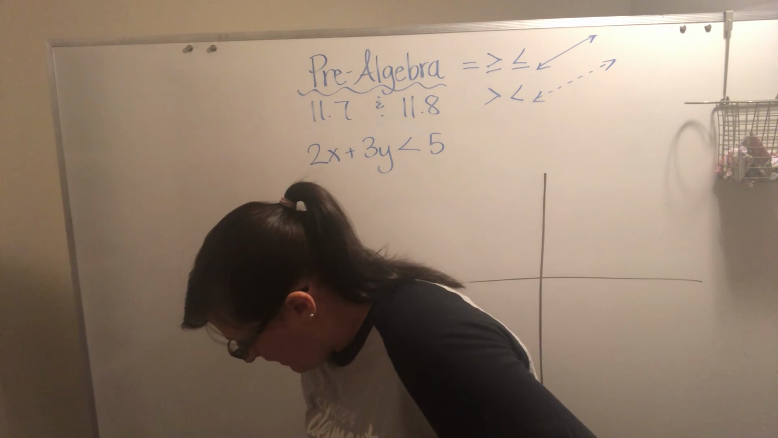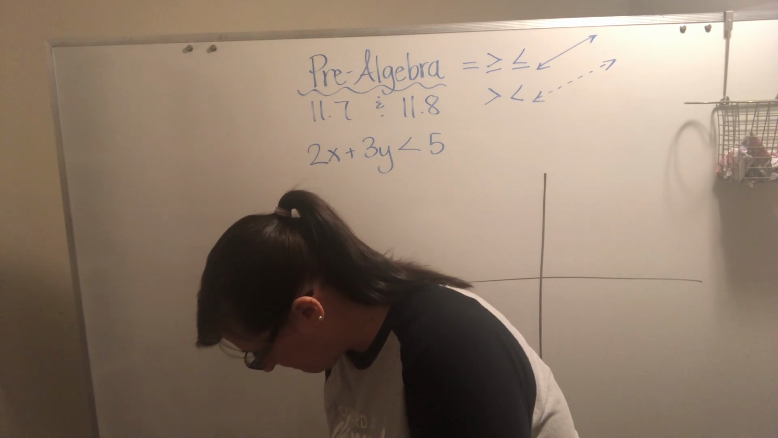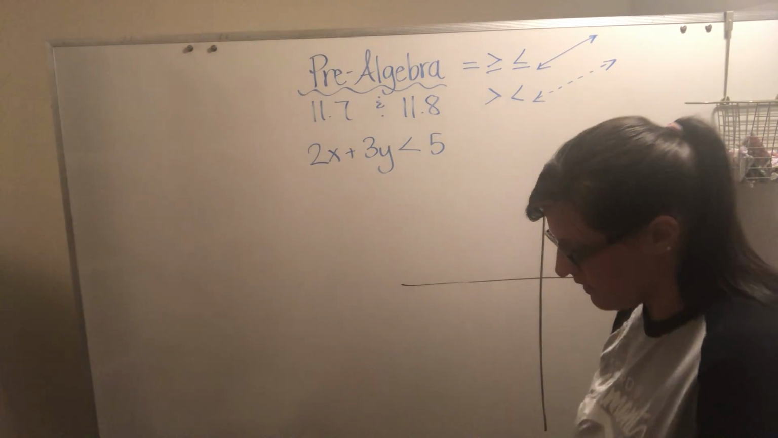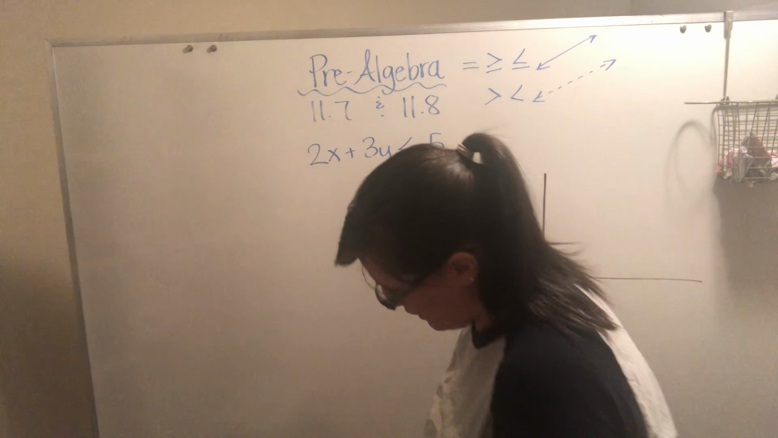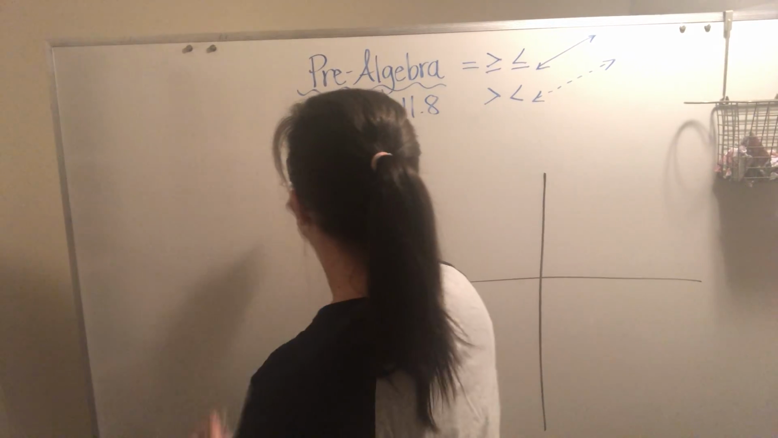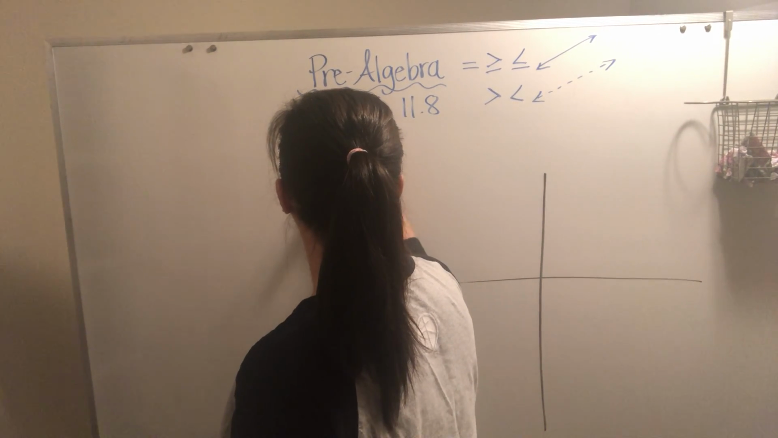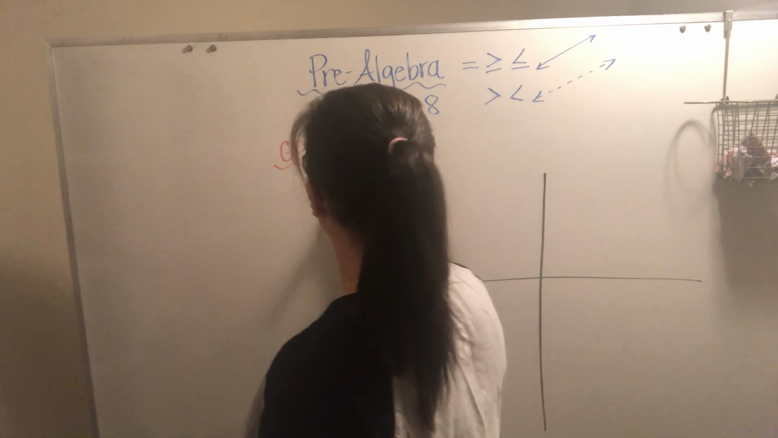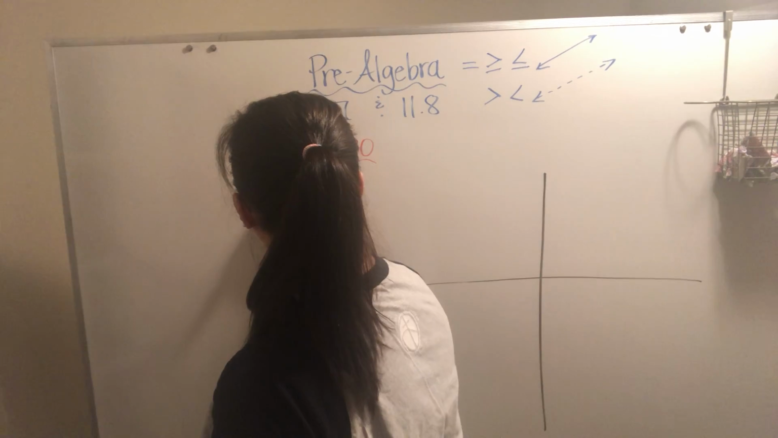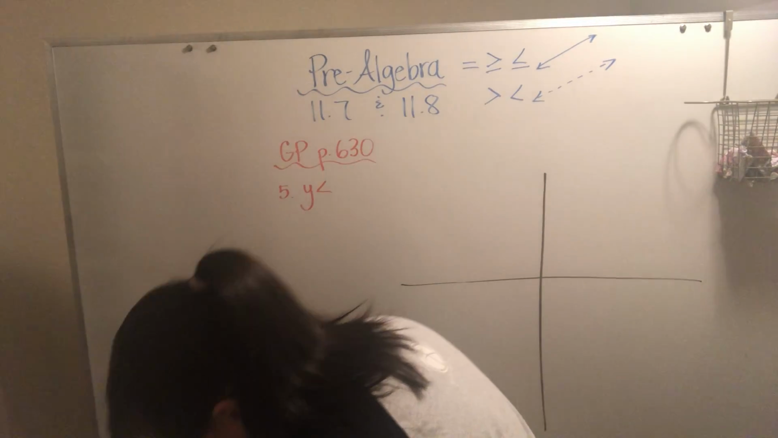Okay. Let's look at guided practice, page 630. We're going to change over to red here. I'm going to erase this. There are steps to when you have to graph an inequality. And I'm going to walk through those steps with you right now. So number 5, y is less than x plus 1.